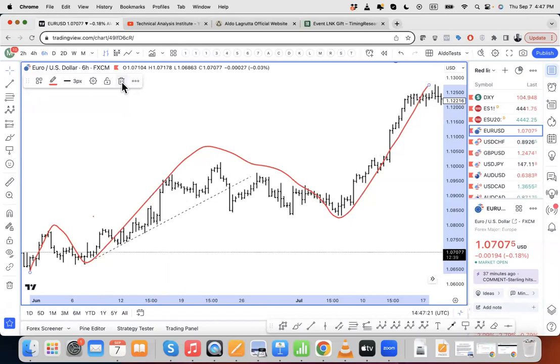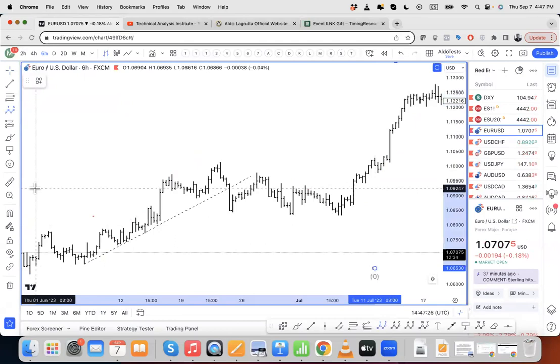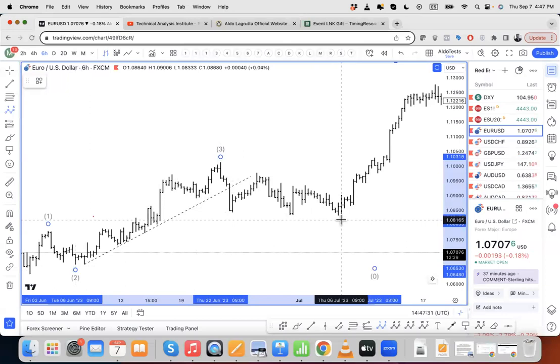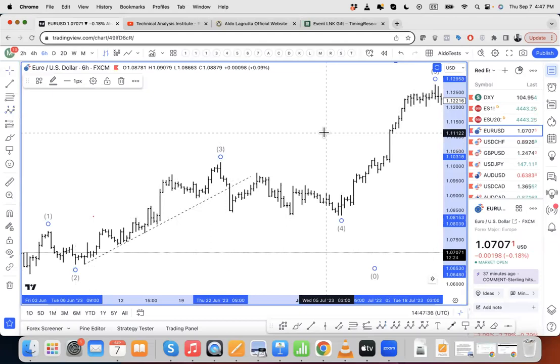Could we say, for instance, let's use these numbers here, could this be a 1, a 2, a 3, a 4, and a 5? Please tell me if this would qualify as an impulse, and you will tell me why as well. I hear you guys thinking. Don't overthink it. Okay. Some say no, some say yes.